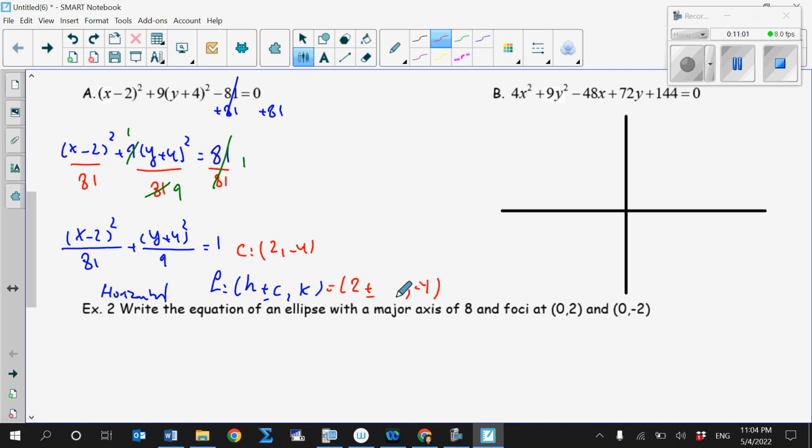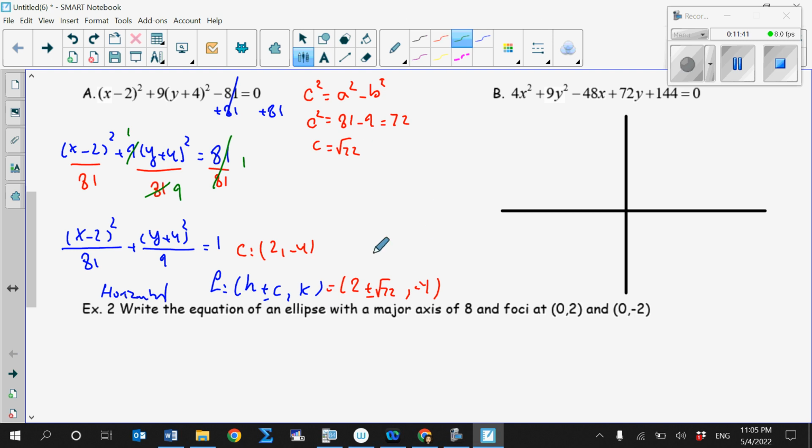Okay, now how do I find the c value? We have learned before that c squared equals a squared minus b squared. Okay, so what is a squared? That's the bigger number here. It's 81. What is b squared? That's the smaller number, 9. Okay, and that will be 72. So c is equal to square root of 72. So 2 plus and minus the square root of 72 is going to give us the focus point.